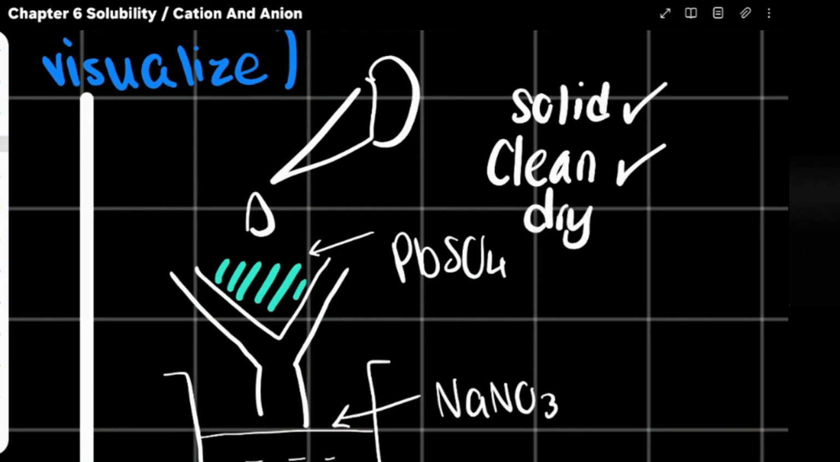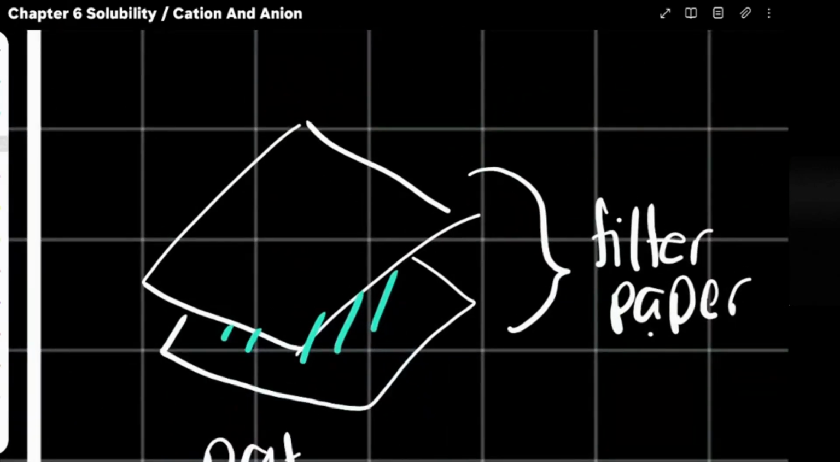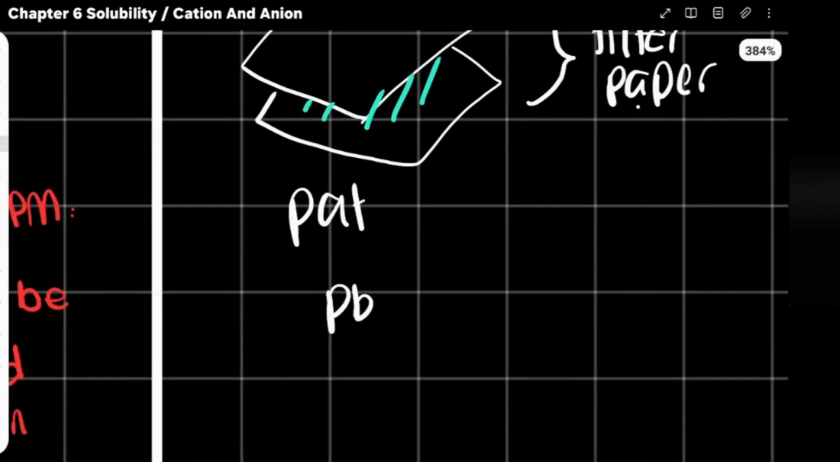Now, is it dry? No, you just washed it with water, right? So how do you dry it? You have to put the salt in between two filter papers, and then you have to pat it. You have to pat it until it's dry. Okay, and tada, you have the salt in this form here. Okay, understand?